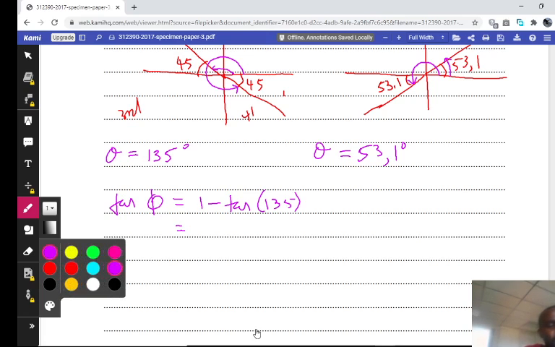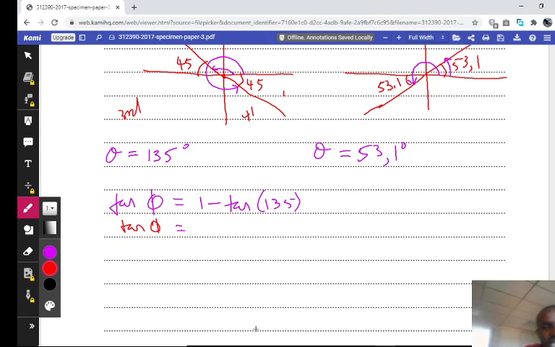Then what do we get? You get tan alpha is equal to 1 minus tan 135. What will be the answer? 1 minus tan 135, you get 2. Then alpha is equal to arctan of 2. What will be the answer? Arctan of 2 is 63.4 degrees to 3 significant figures.